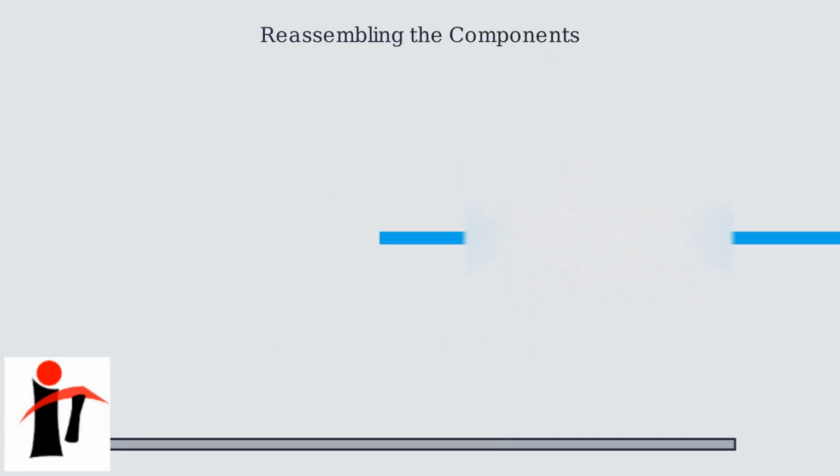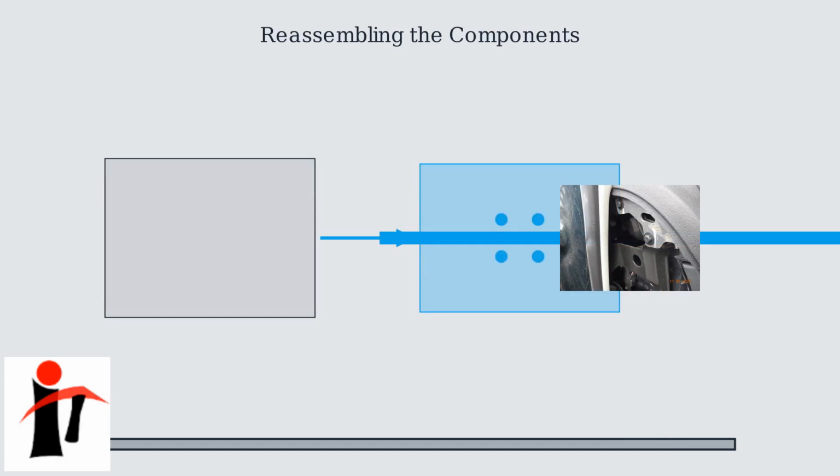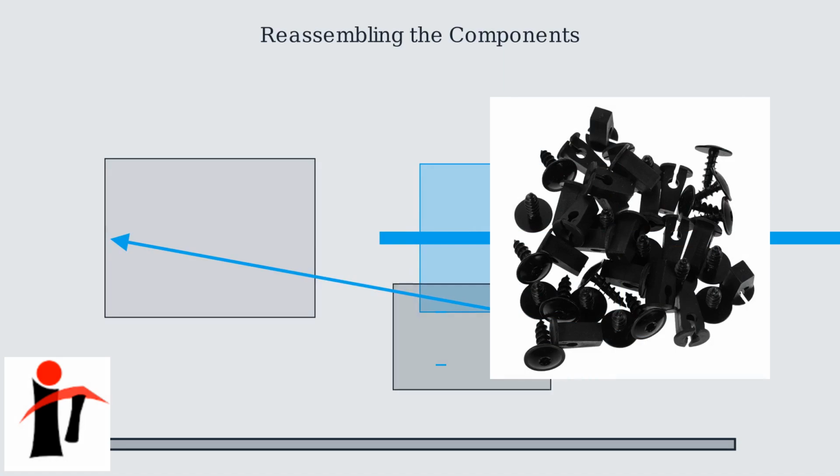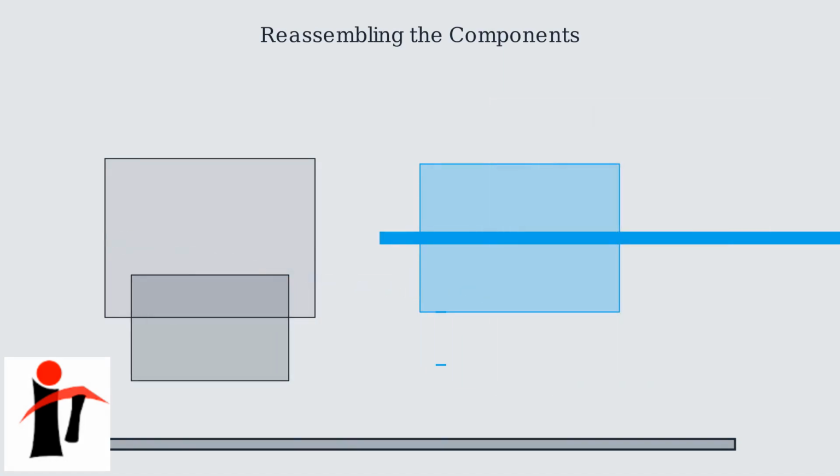Now, reattach the access panel by aligning it with the housing and securing the plastic clips or screws. Gently push the glove box back into place, reattaching it to its hinges. Ensure the glove box opens and closes smoothly. Double check that all components are securely fastened.